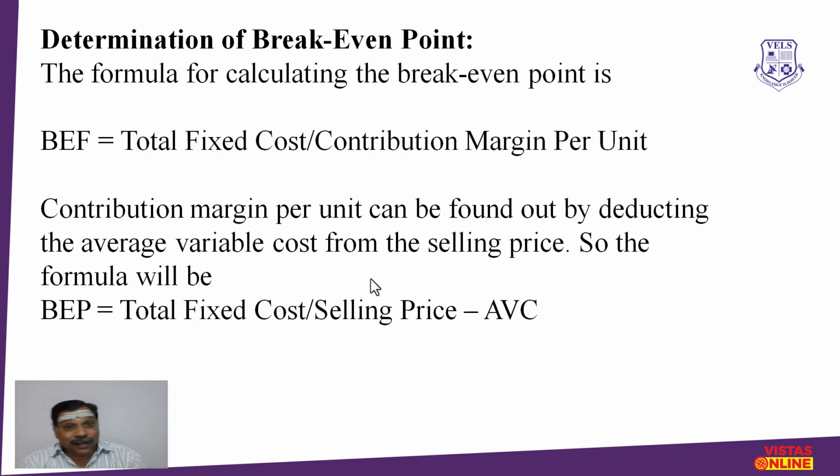That is a formula for calculating the break-even point. Break-even point is nothing but total fixed cost divided by contribution margin per unit. We may ask, what is contribution margin? The contribution margin per unit can be found by subtracting the average variable cost from the selling price: price minus average variable cost. So the formula will be BEP equals fixed cost divided by selling price minus AVC.